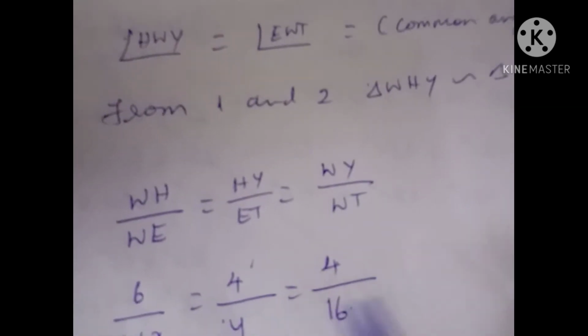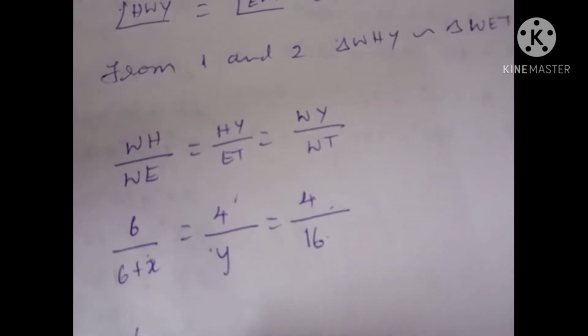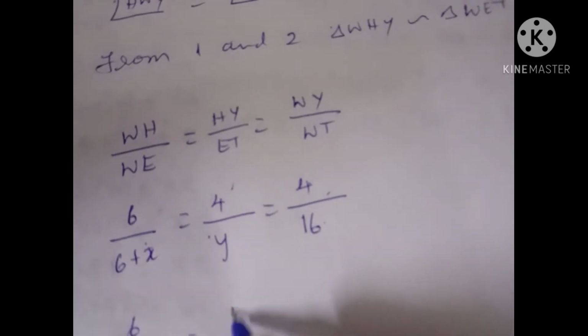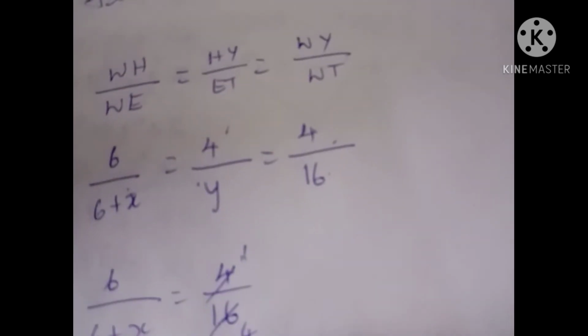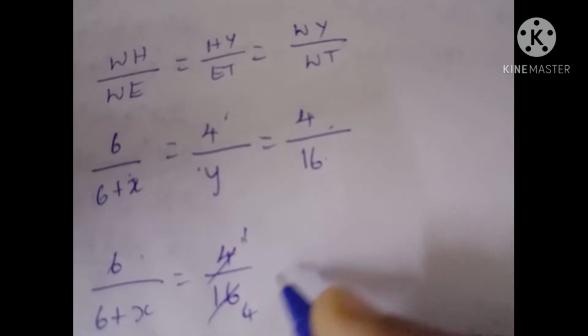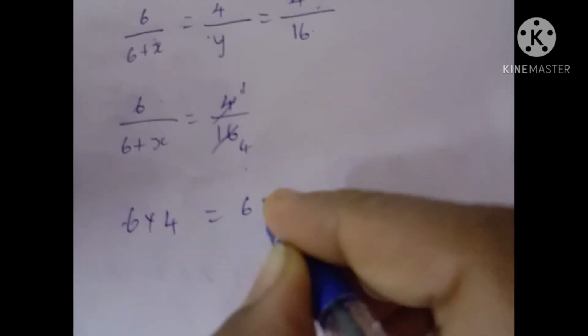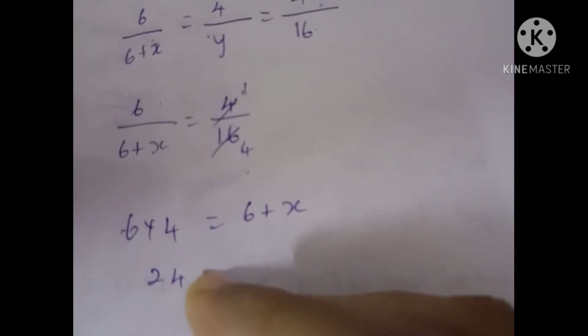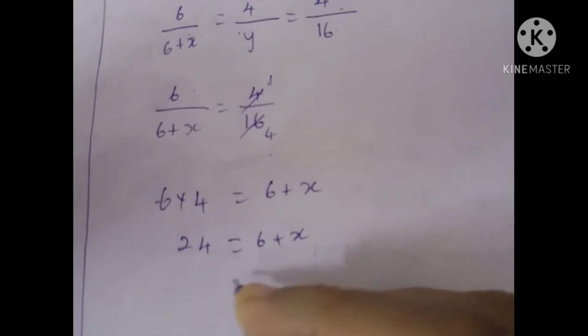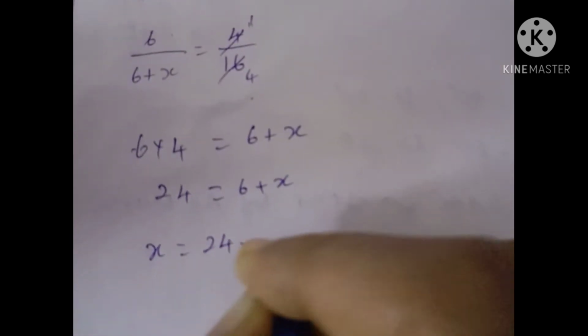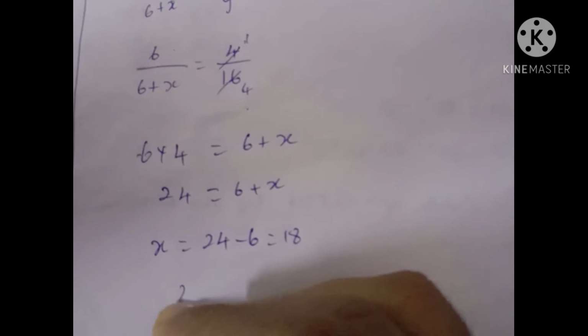So first put these two values. 6 by 6 plus x is equal to 4 by 16. If you cancel, 4 ones are 4, 4 fours are 16. Then cross multiply. 6 into 4 is equal to 6 plus x. Therefore 24 is equal to 6 plus x. x is equal to 24 minus 6, which is equal to 18. The x value is equal to 18.